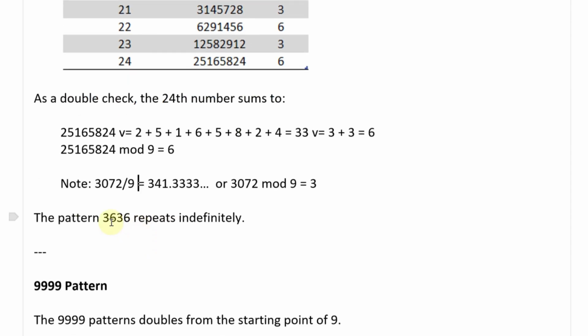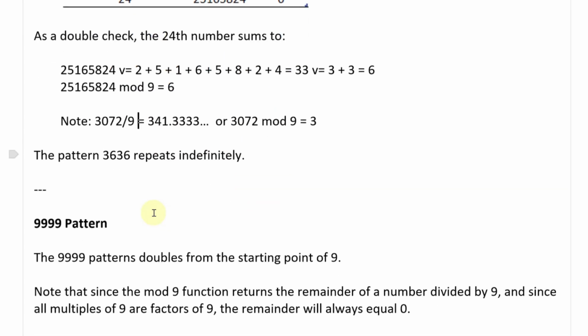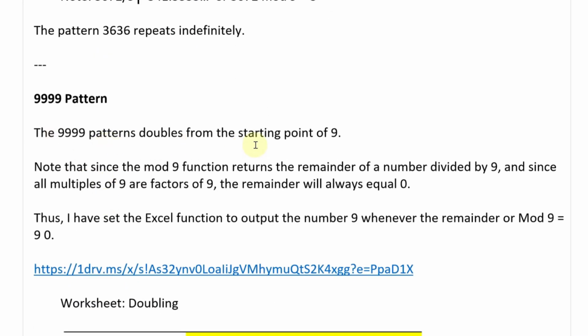So now the pattern 3636 repeats indefinitely. Fascinating stuff. So let's go. The next one is the 9s that repeat forever. The 9 patterns doubles from the starting point of 9.